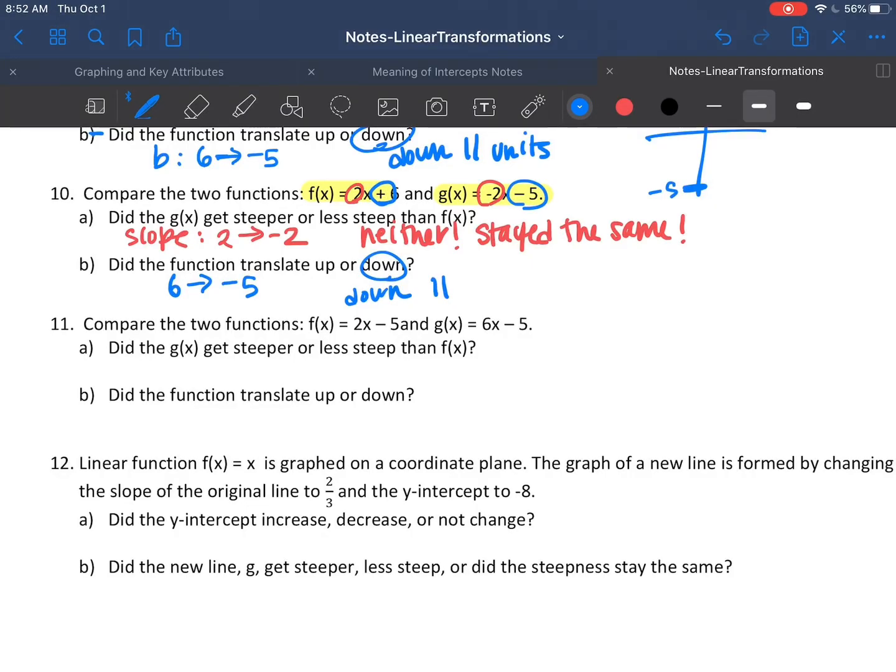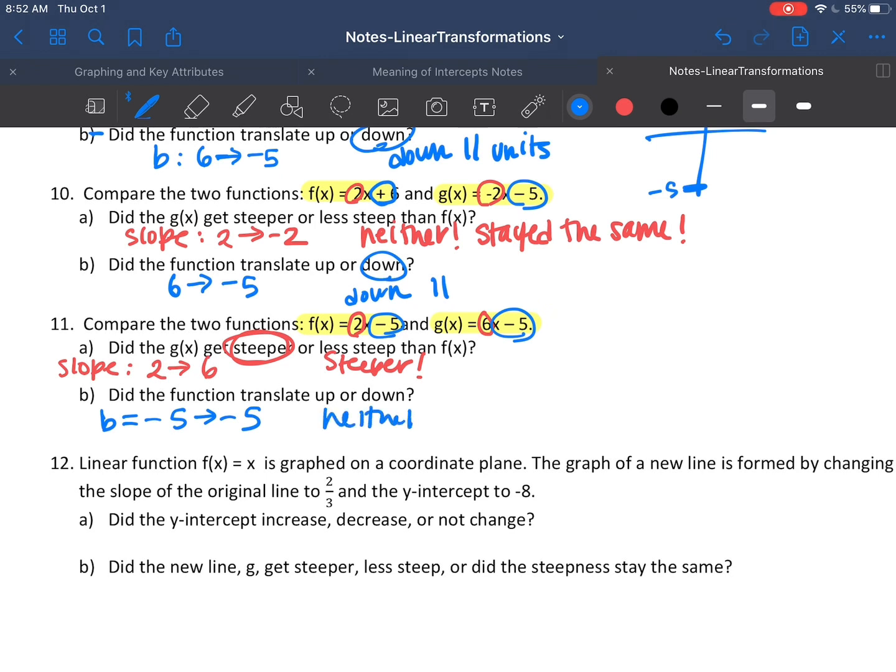All right, last two. We are comparing f of x equals 2x minus 5 to g of x equals 6x minus 5. Starting with the steepness, that means we are looking at the slopes. And so a 2 changes to a 6. And so that is steeper. That is quite a bit steeper. Okay, did it translate up or down? That's how we know we are looking at the y-intercept. Starting at -5, goes to -5, neither. Stayed the same. Same y-intercept. So it did not move up or down. The only thing that changed on this function was the steepness.